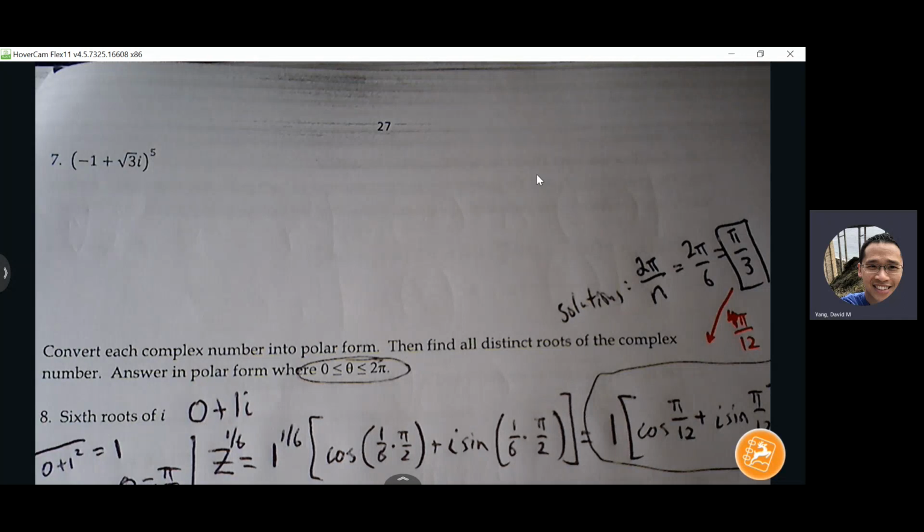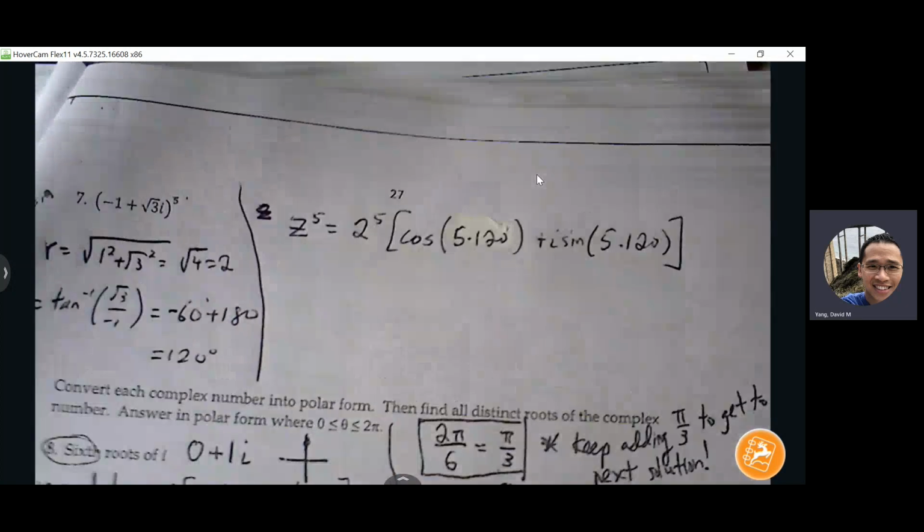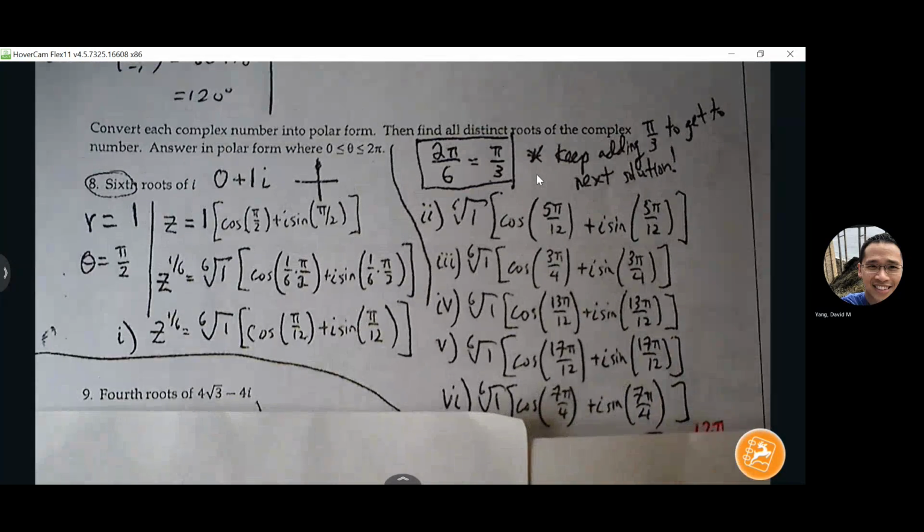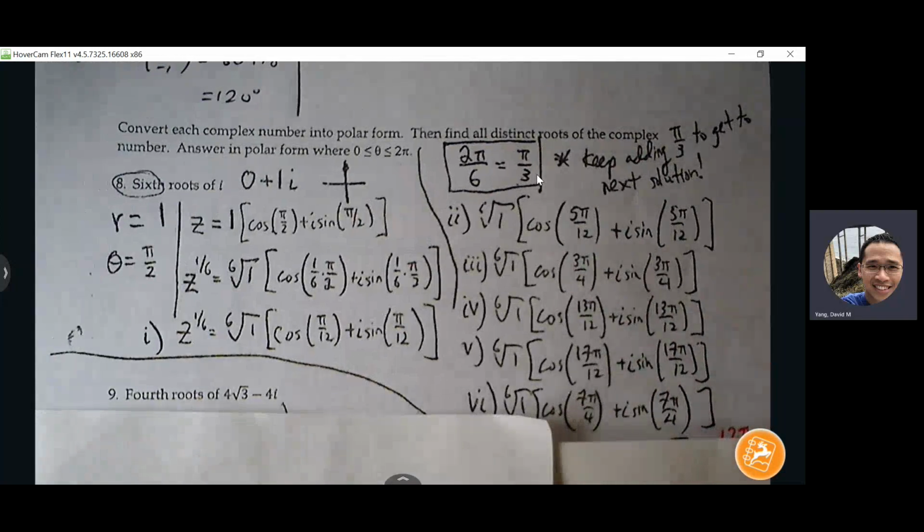You can turn to page 27. Come on, guys, say it. So let me recap roots. I really want us to practice more with roots today, and then we'll begin our review process. Review Monday and Tuesday, and then the test is Wednesday.